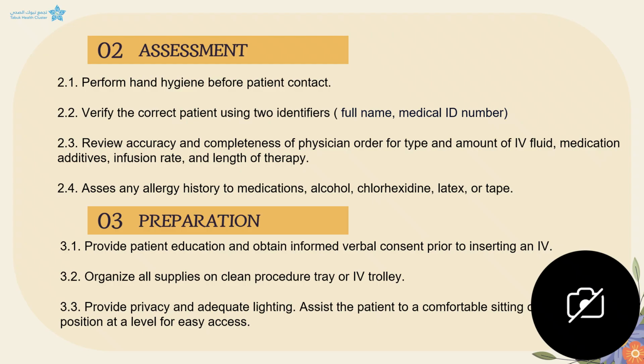So now we will proceed to the preparations. You will provide education to your patient. You will obtain informed verbal consent prior to inserting an IV. Usually it will be only a verbal consent, no need for written consent. Organize all your supplies, as we said, on the clinical procedure tray or, if you have an IV trolley in your department, use that. Then you will provide privacy and adequate lighting. Assist the patient to a comfortable sitting or supine position at a level for easy access.